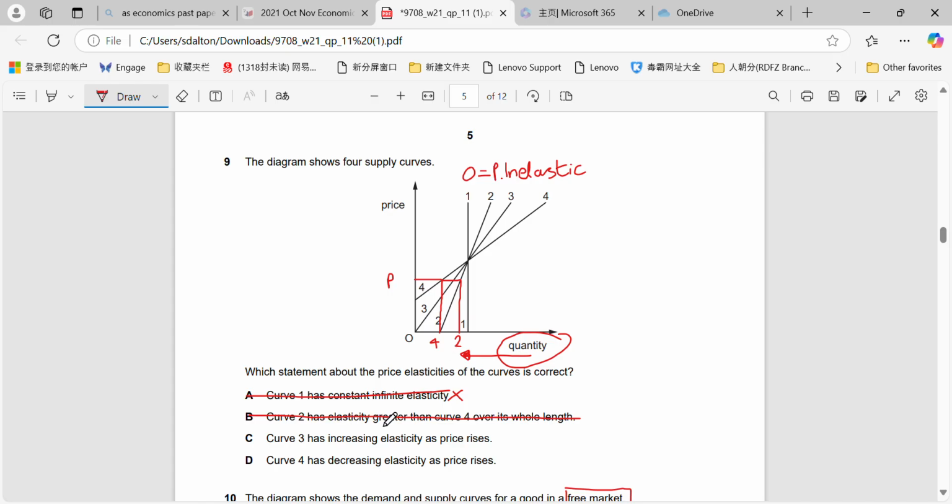Curve 3 has increasing elasticity. That's false. We just explained that in the last question. It comes out of the point of origin, so its elasticity will be 1.00, unitary at any point along the curve.